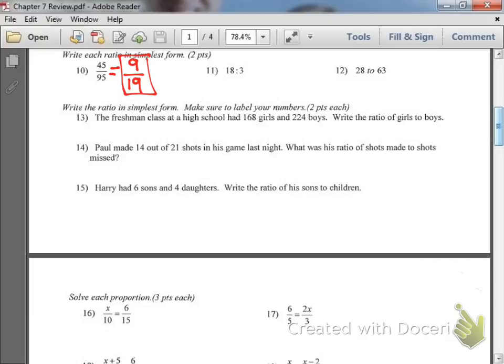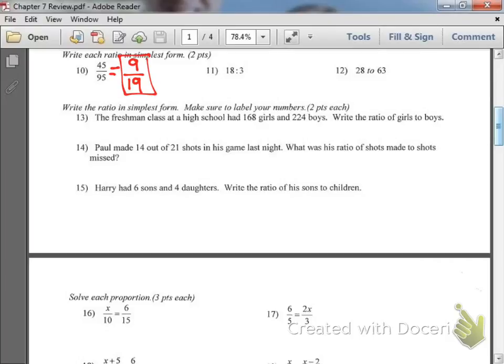What's the magical button on the calculator? The ABC button. 45, ABC, 95, enter. It'll give you the answer, 9 over 19. So don't make it harder on yourself than it needs to be. Notice it was written as a fraction, so I kept it as a fraction. Just keep it in the form that it was given to you in.